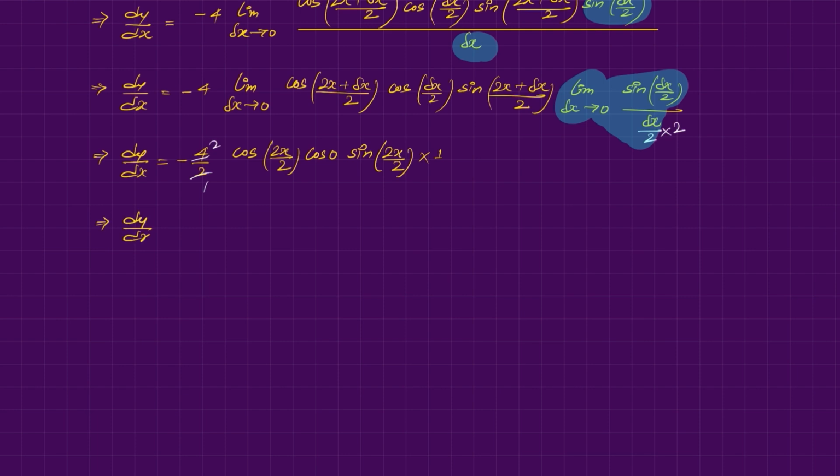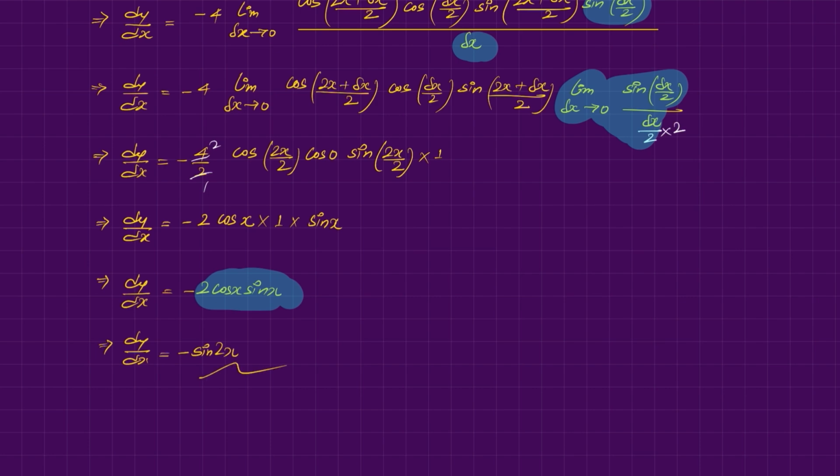dy by dx equals minus 2 cos of, if I simplify it will be cos of x times cos of 0 is 1 times sine 2x by 2 is sine of x. So we will have dy by dx equals minus 2 cos x sine x. And since this is the formula of sine 2x, we can write dy by dx equals minus sine 2x. So this is the answer for this question.